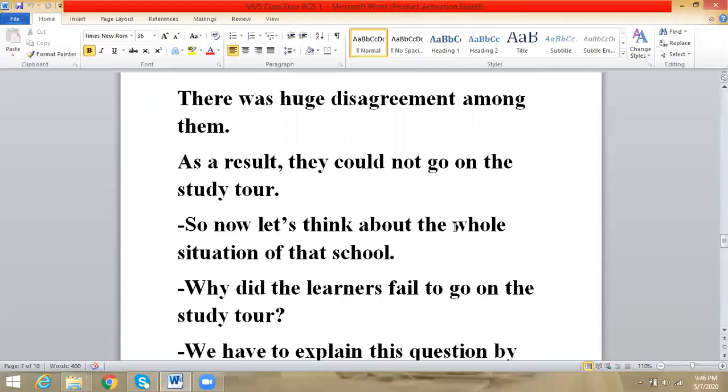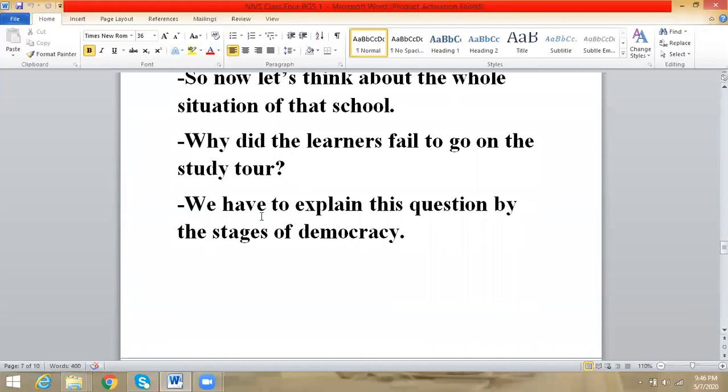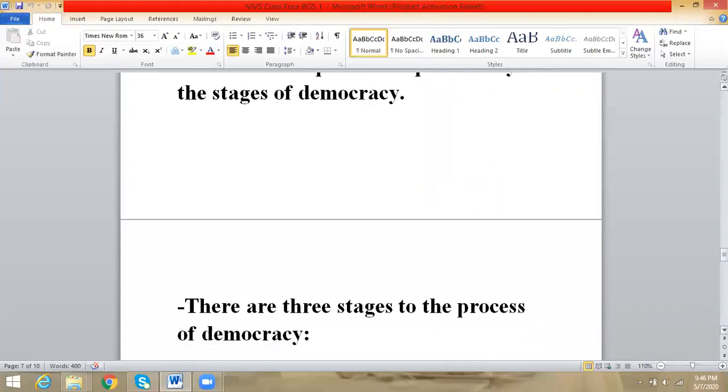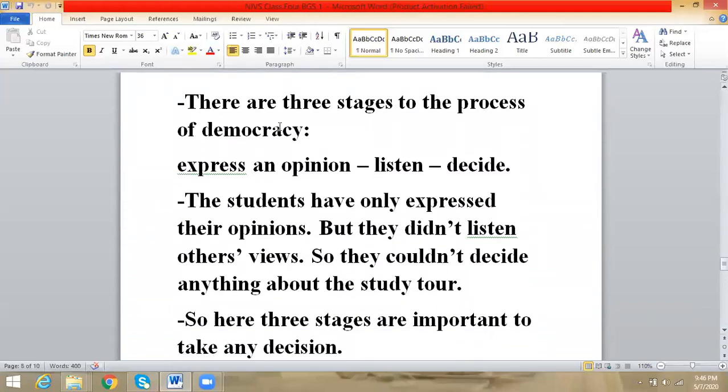Now let's think about the whole situation of the school. Why did the learners fail to go on the study tour? We have to explain this question by the stages of democracy. There is a relationship between the 3 stages of democracy and the study tour matter. The stages are: express an opinion, listen, decide. You can see the students only expressed their opinions, but they didn't listen to others' views, so they couldn't decide anything about the study tour.